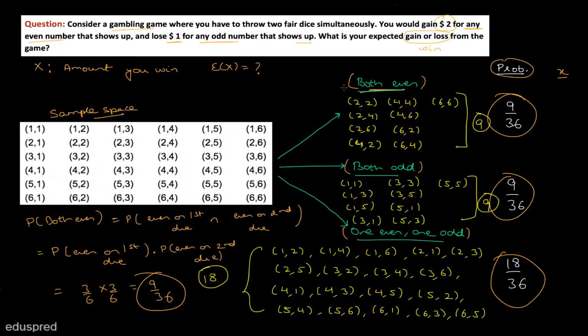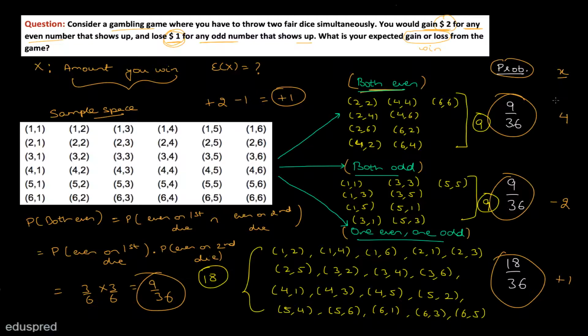For the case of both even, many students think that the amount you win is going to be 4, because it's written that you gain 2. So they think both are even, so the amount you win is 4. For both odd, you're losing $1, so they write -2. And for one even and one odd, students think it's +2 for even and -1 for odd, so this is going to be +1. This is what many students write as the possible values of x.